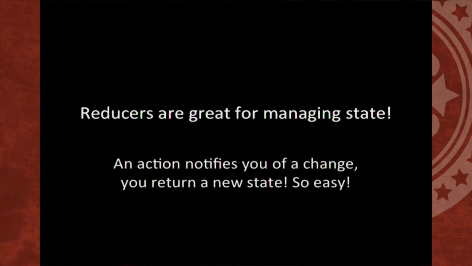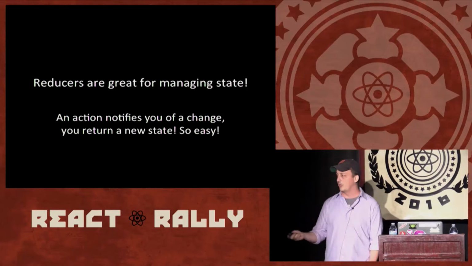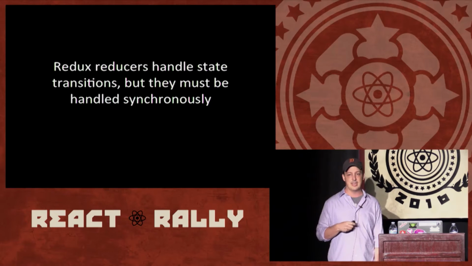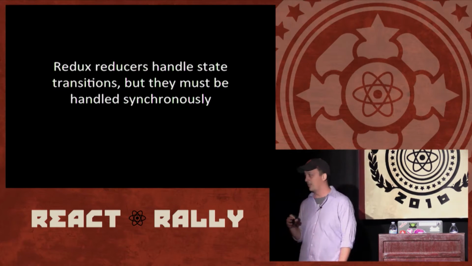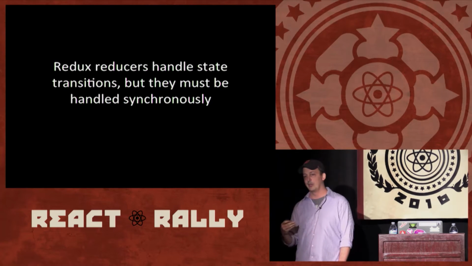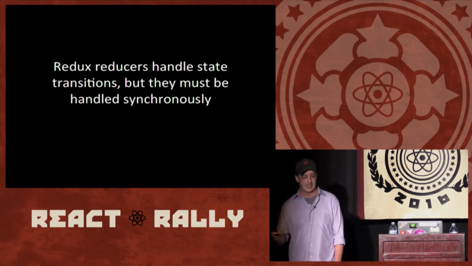So reducers are a really great way for managing state. You dispatch an action, and it notifies you that you've got some sort of change, and then you return a new state. It's very, very simple. Reducers handle state, they handle the state transition, but they do all of this synchronously. They have to be synchronous. You can't get an action in your reducer and then return a promise to some state later or anything else. You have to return the state that instant.